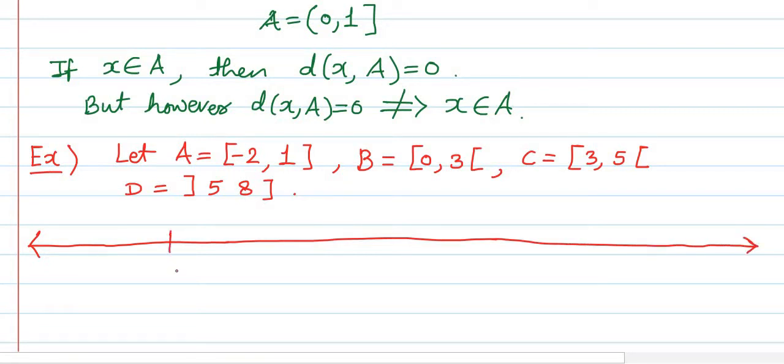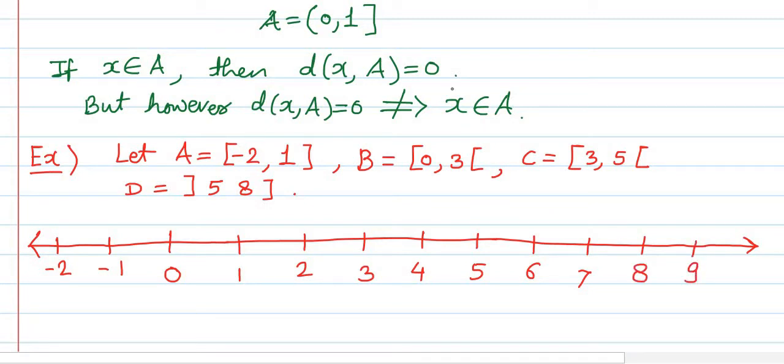Suppose here it is 0. To the left side of 0 is -1, -2 and beyond. To the right side of 0 we have 1, 2, 3, 4, 5, 6, 7, 8, 9 and so on. Now first of all we will consider the set A.